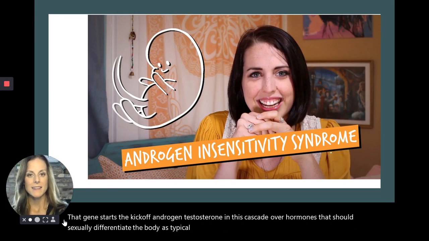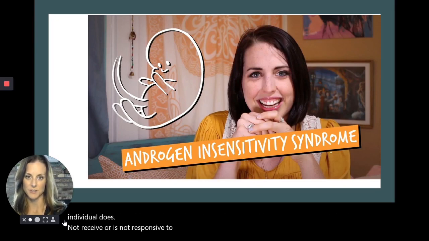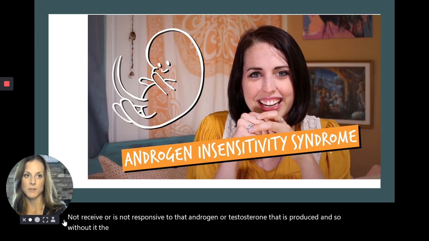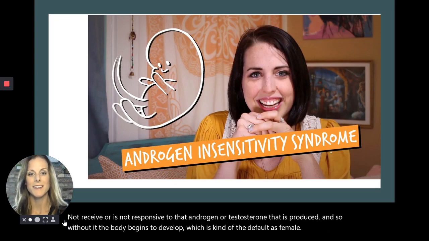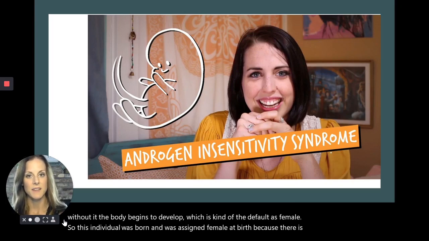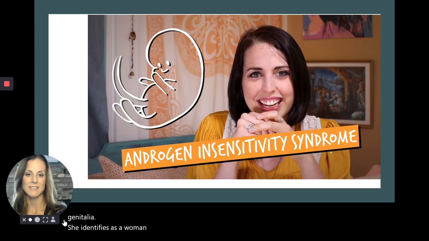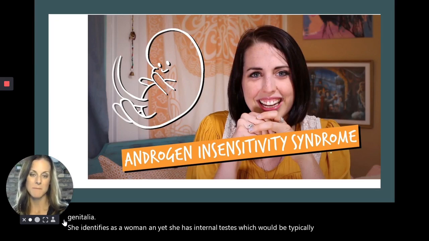However, this syndrome is one where the individual does not receive or is not responsive to that androgen or testosterone that is produced. And so without it, the body begins to develop, which is kind of the default, as female. So this individual was born and was assigned female at birth because there is female external genitalia. She identifies as a woman, and yet she has internal testes, which would be typically male, and has male sex chromosomes.